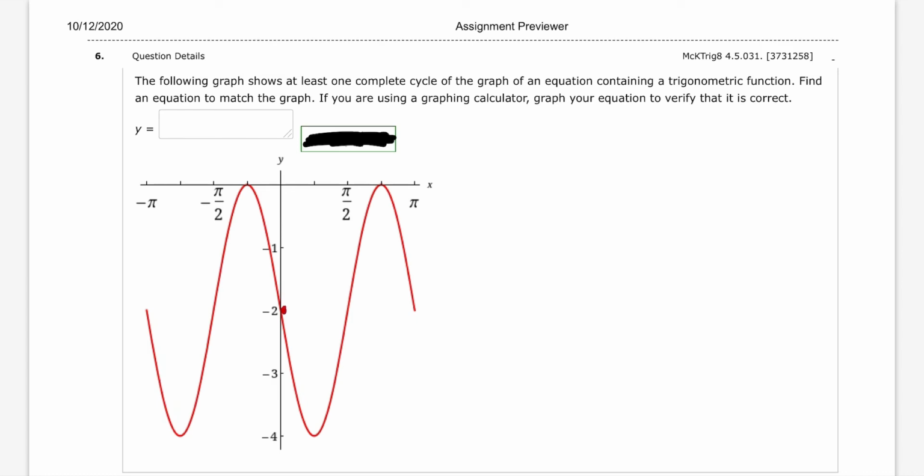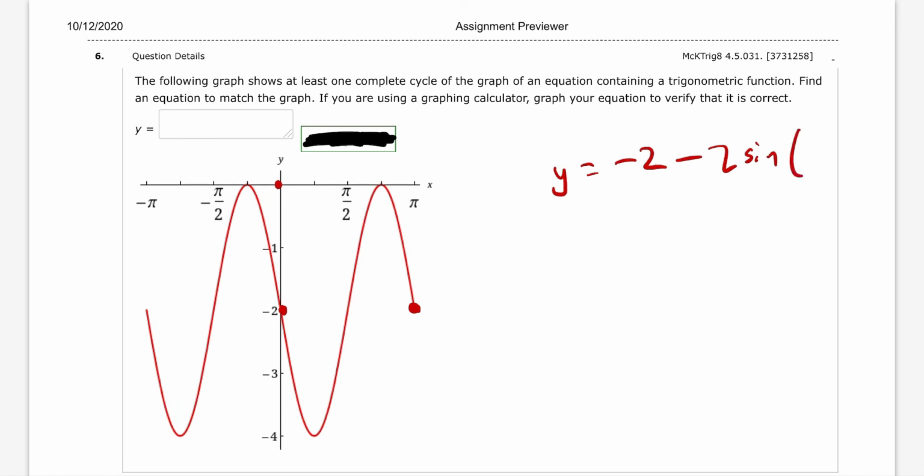This is actually a vertical shift. If this were to be placed here, it would be a sine graph. So it is shifted down 2 units, as you can see by that point. And our period is going from 0 to pi. So 0 to pi. All right, and this is sine. And it's going down first, which means we're going to have a negative coefficient. And it looks like the amplitude is 2, because from here to here, there's 2 units, so negative 2 sine.